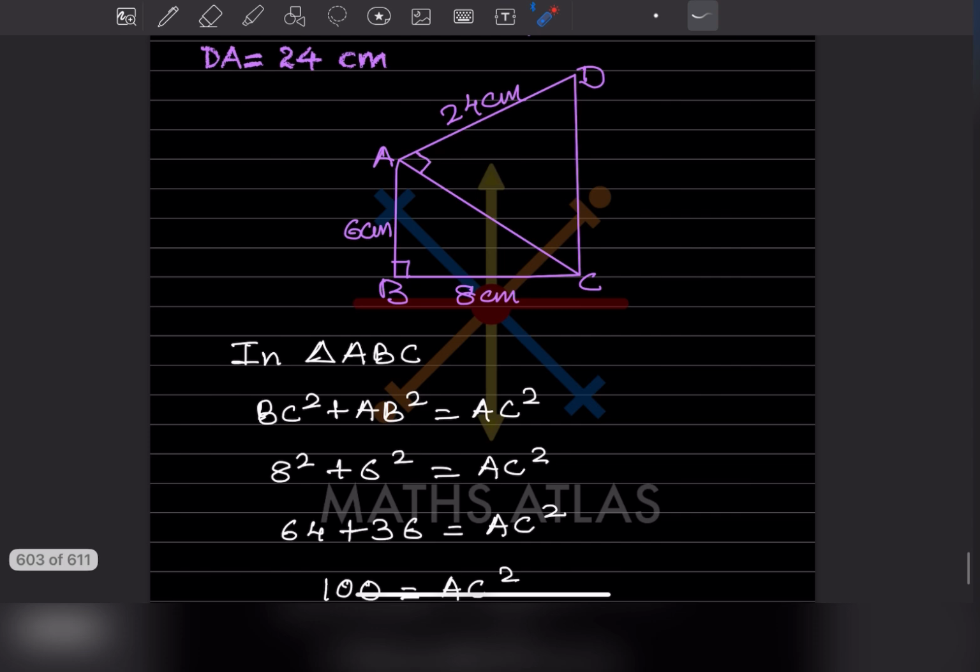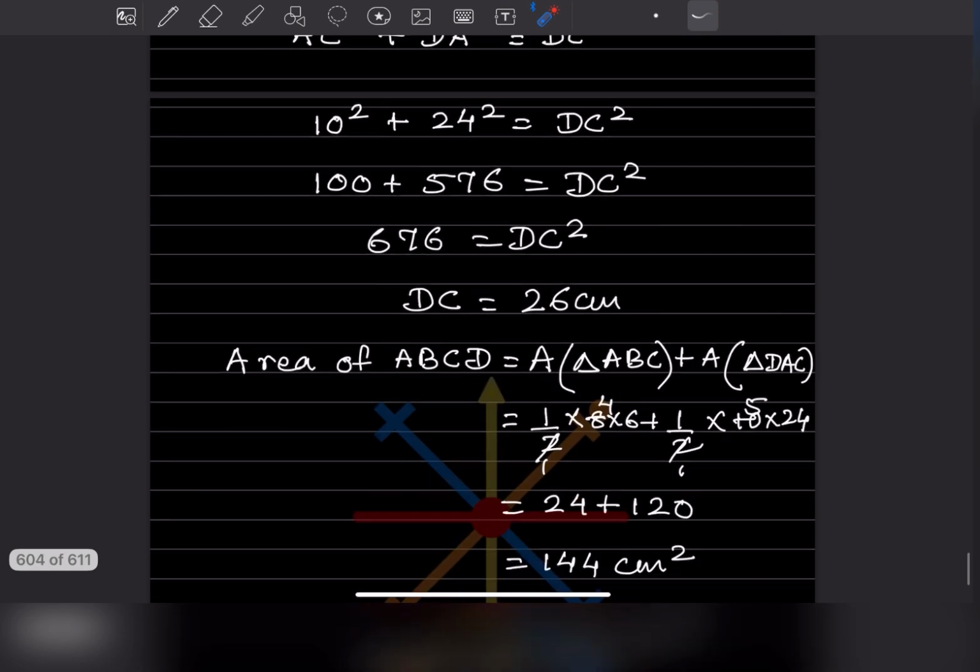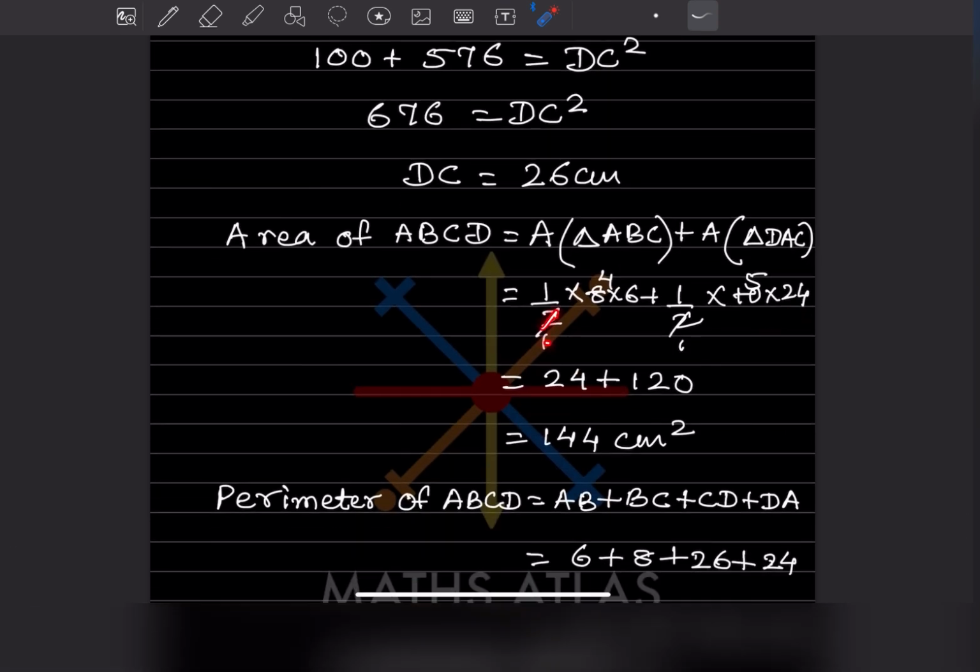This will be 10 into 24. So here 2 ones are, 2 fours are. Again here 2 ones are, 2 fives are. So this is separate. So this is going to be 24. And when we take this, because there is a plus sign in between, 24 into 5, that is going to be 120. When you add this, that is going to be 144 centimeter square.